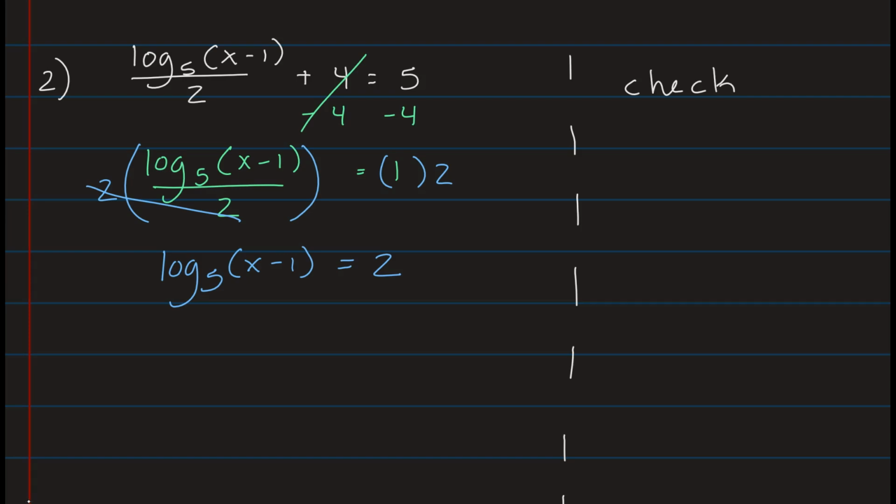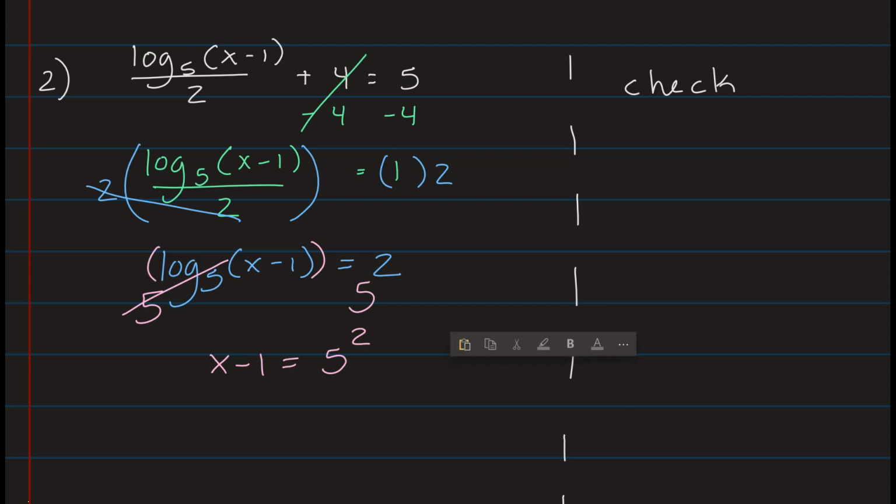I can now get rid of the log. I get rid of log by doing opposite operation. Opposite operation of log is exponential, meaning I have to exponentiate both sides. So I use the same base of 5, and I create a big base of 5 on both sides, putting the log in the exponent. Now 5 raised to the power of log base 5 cancels to be 1, and you're left with just x minus 1 on the left hand side is equal to 5 raised to the power of 2.